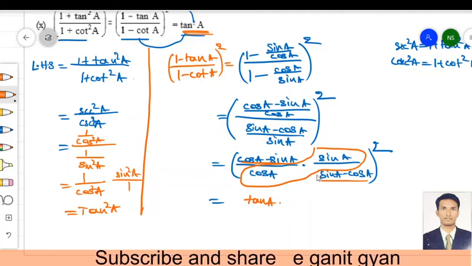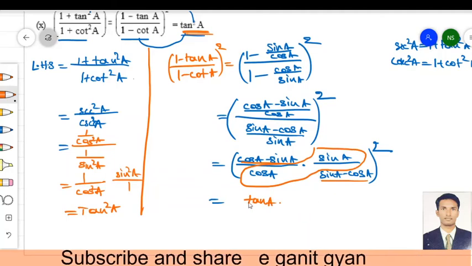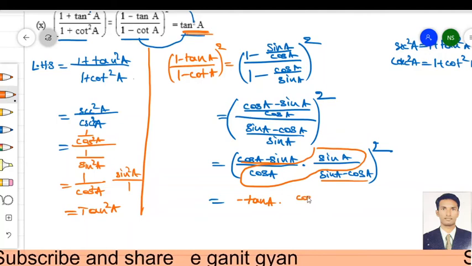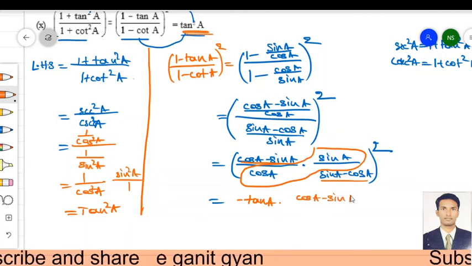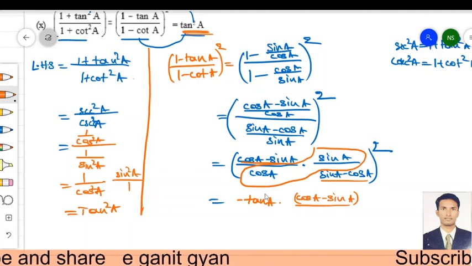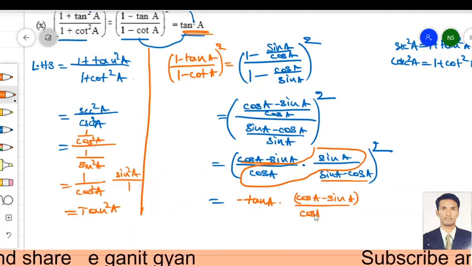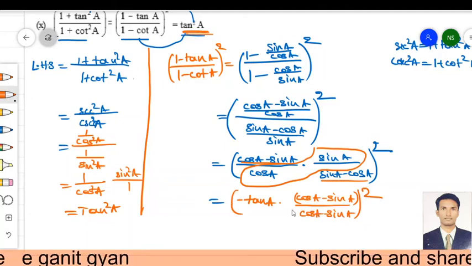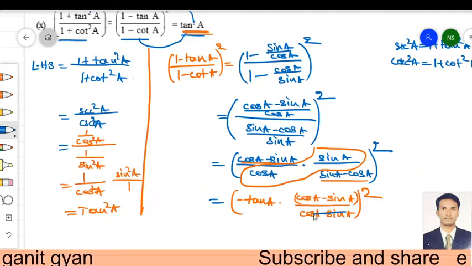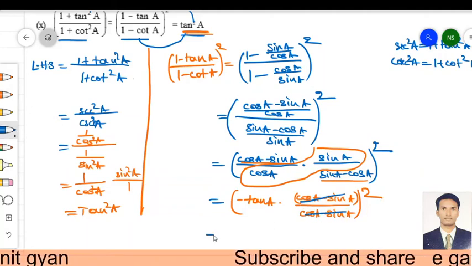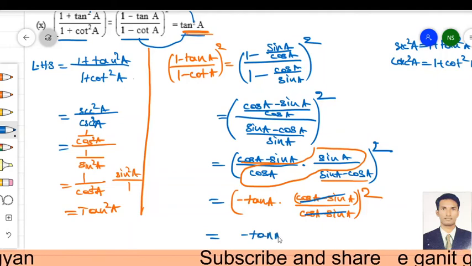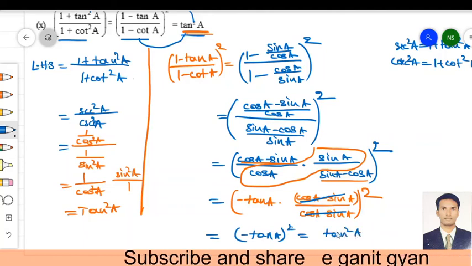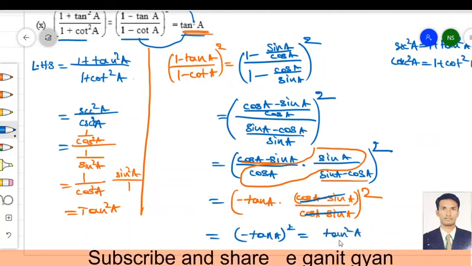What I will do, I will multiply numerator and denominator with minus 1. So if I multiply the numerator with minus, I will get like this. Then cos a minus sin a as it is will come. If I multiply the denominator also with minus, I will get here cos a minus sin a whole square will come. Actually these two will be cancelled here. Then finally minus tan a whole square, which is actually tan square a. By splitting the square for this minus and tan, we will get like this.